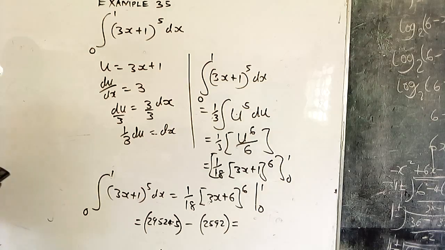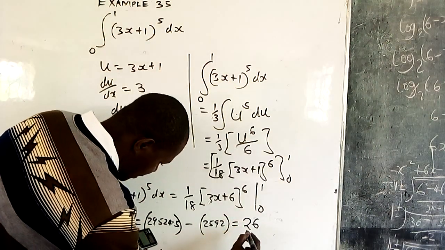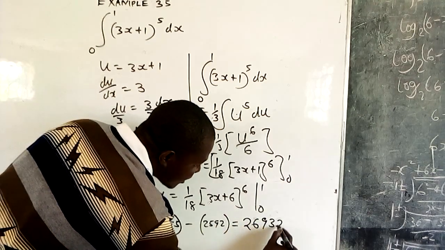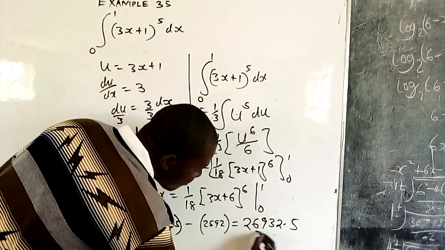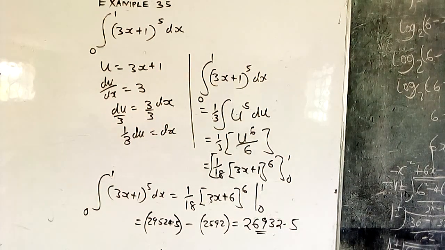29,524.5 minus what you found, you get 26,932.5, and you've actually evaluated that given integral within the given limits of integration. So that's how we deal with cases of definite integrals using algebraic substitution.